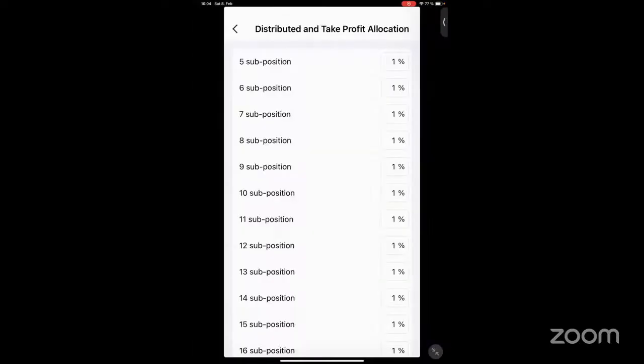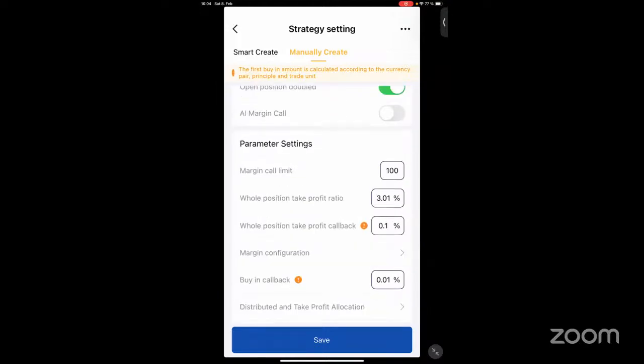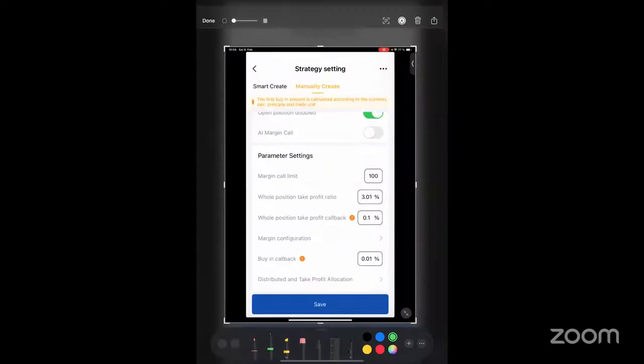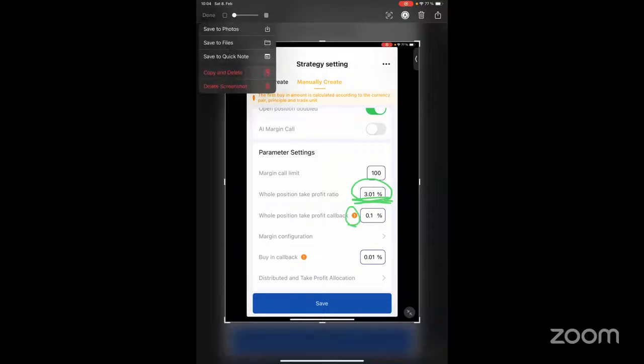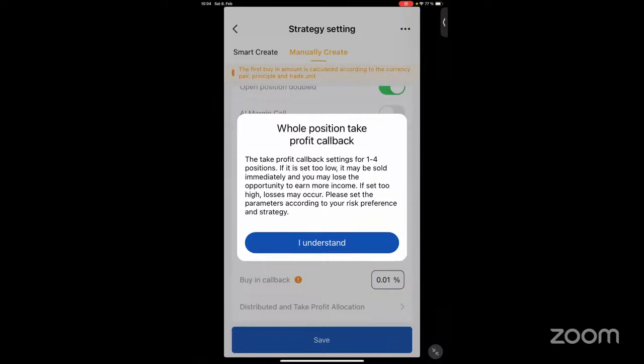Now, let's go to the other one. That is the whole position take profit callback. This was what I was explaining, okay? So the robot must actually initiate this percentage before it can take your profit for the 0 to 4th call for you. Now, there is an exclamation mark here. If you tap on it, you would see the information they have given here, that if it is set too low, it may be sold immediately.